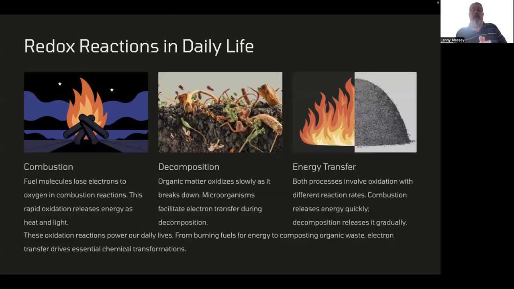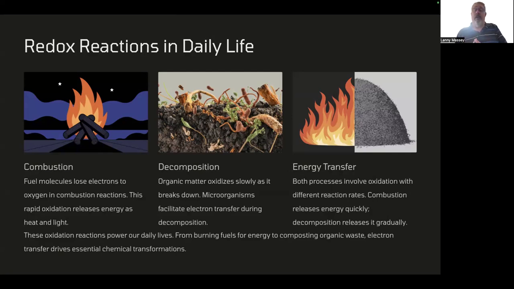So some everyday redox reactions in our life. Combustion. I've already kind of talked about that a little bit. Fuel molecules lose their electrons to oxygen in combustion reactions. So they release energy very, very quickly in the form of heat and light. They either get really hot or they glow or both.